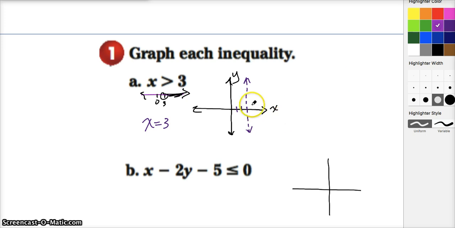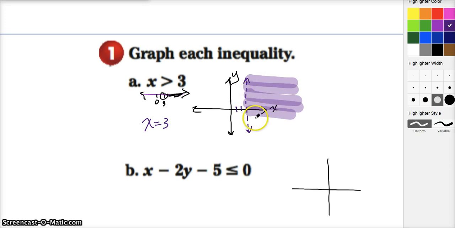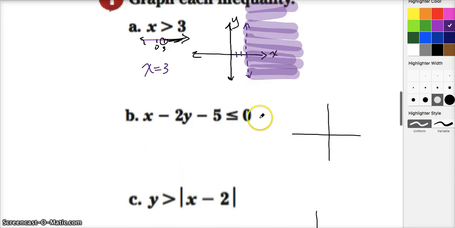That means, where is x greater than? It's to the right. And so we're going to shade everything to the right. So the graph of this linear inequality would have that dotted boundary line, and everything to the right would be shaded forever. So half of the coordinate plane is shaded.